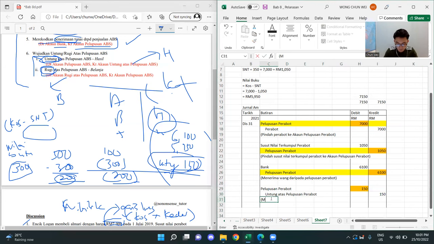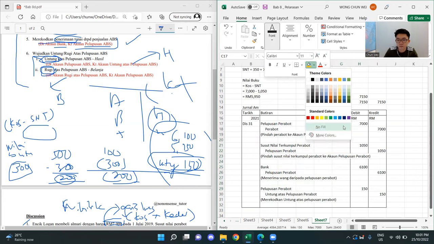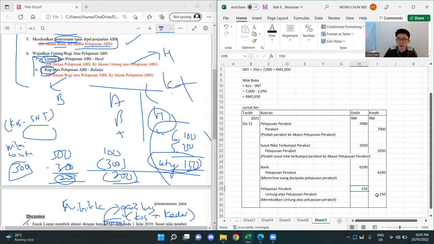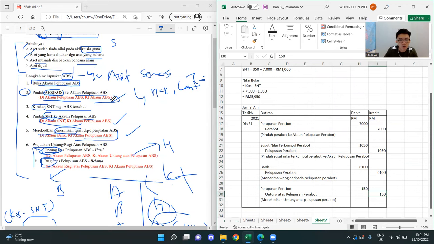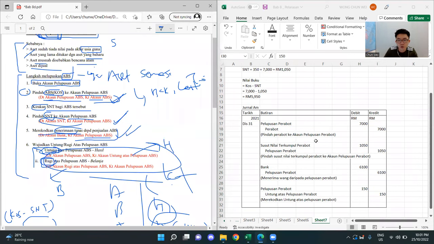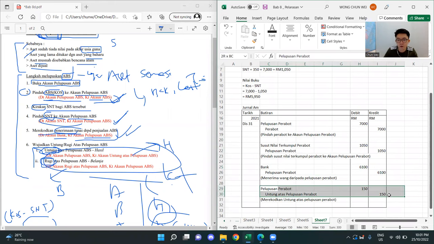So here you can say merekodkan untung atas pelupusan perabot. That's it. So this is how you can get this thing by doing a journal. So you can see, 1, 2, 3, 4. So it's really summarized in these langkah-langkah. So if you forget, just go back to here and check why debit, credit, which one credit, which one debit.